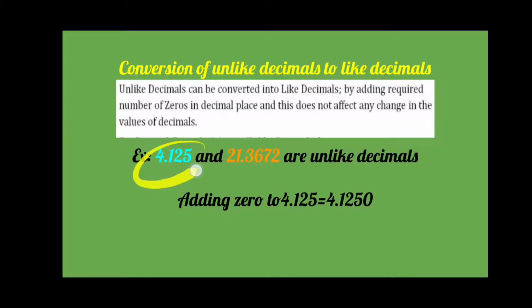So an example is this number, it has 3 digits and it has 4 digits. If we add a 0 to this number, then these two numbers will become like decimals. And in the process we can say that this number that we have obtained after adding 0 is the same as the previous number, because the rule says that it does not affect any change in the value of the decimals.